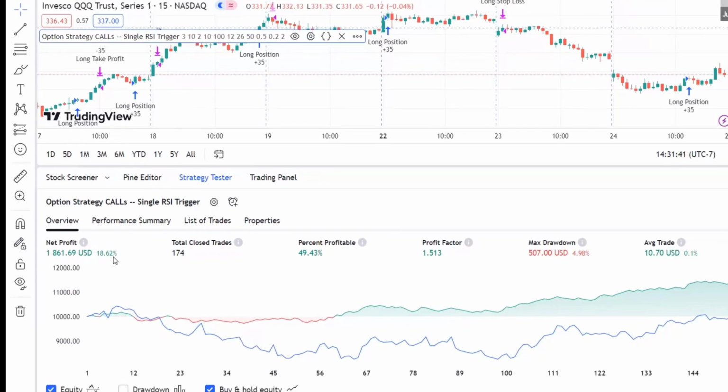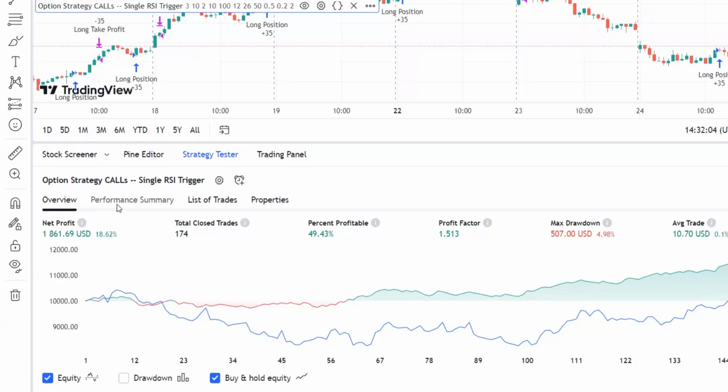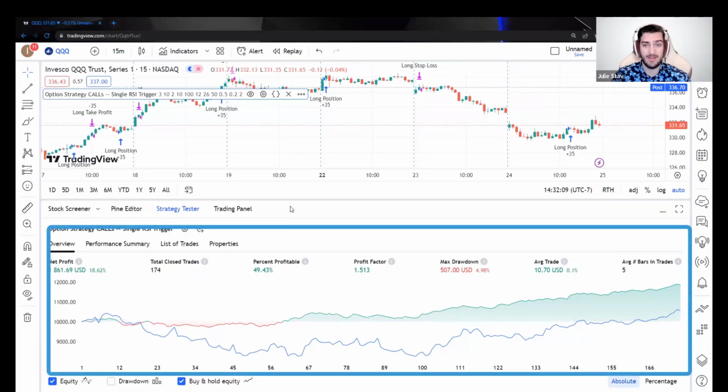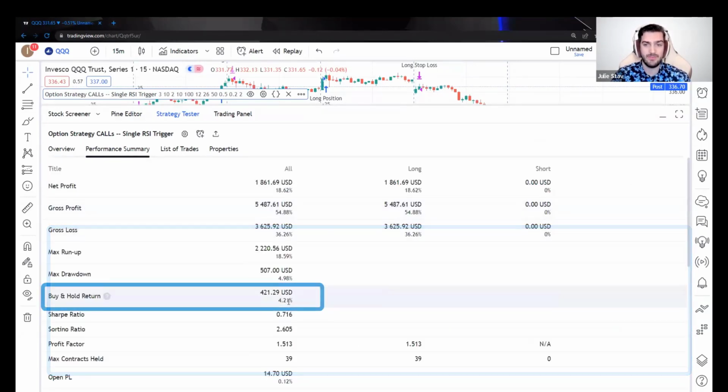You can set the trading period. You can set the start date for the trading period to make sure that you're only starting when you're interested in. Otherwise, it's just going to go back as far as it can. So in addition to how much profit we made, we can also see what would have happened if we just didn't trade the strategy and we just bought and held QQQ. To see that, we can see this blue line on the backtesting sheet, which is going to be if you bought and held. Or under performance summary, we can see the buy and hold return right here.